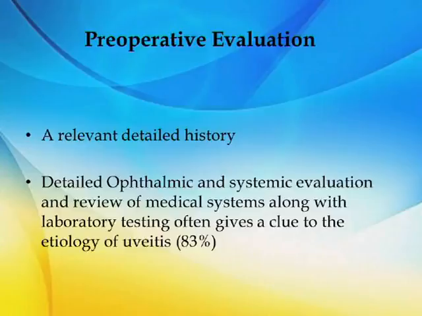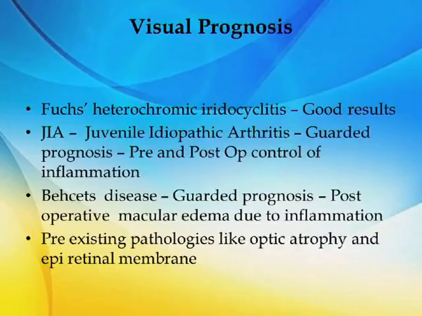A detailed relevant history is mandatory. Detailed ophthalmic and systemic evaluation and review of systems, along with laboratory testing, often gives a clue to the etiology of uveitis in almost 83% of patients. As far as visual prognosis is concerned, in certain types of autoimmune uveitis, the most common ones like Fuchs' heterochromic iridocyclitis, the results are quite good. Whereas in cases like JIA, juvenile idiopathic arthritis, when it is associated with uveitis, the prognosis is much guarded.